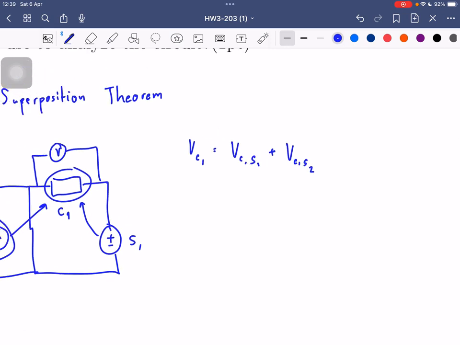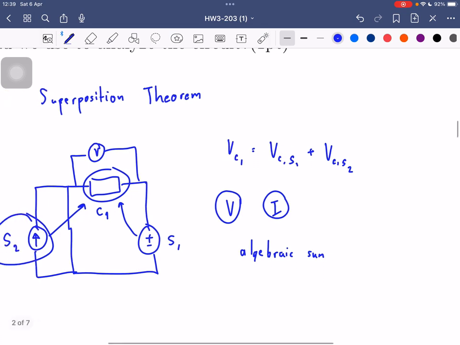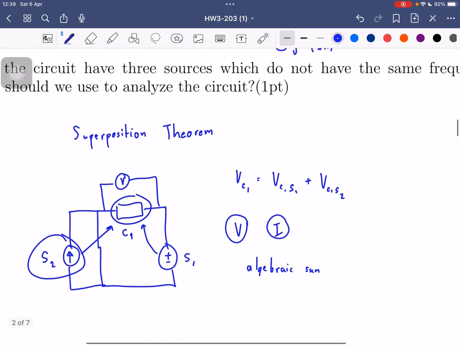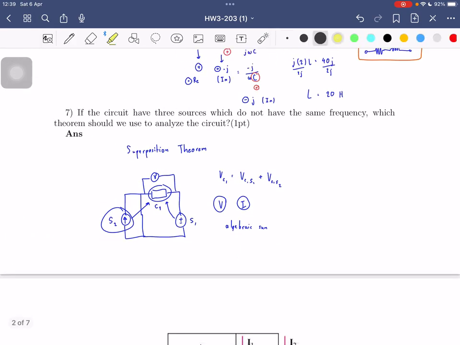So the voltage or the current flowing through the component is the algebraic sum of the voltages from the sources inside, if we have multiple sources. Right, so this is the answer.